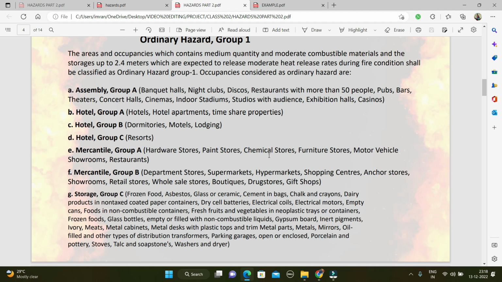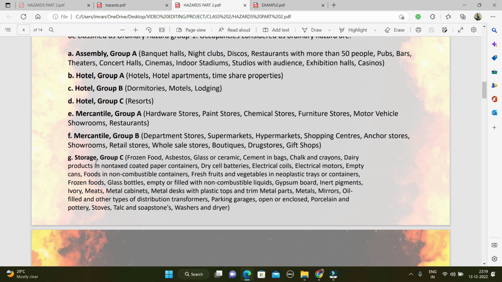mercantile. See, mercantile also comes under ordinary hazard group 1, like paint store or chemical store, furniture store, different types of stores, shop, showroom. Also mercantile group 1, like hypermarket, supermarket. So all come under ordinary hazard group 1.